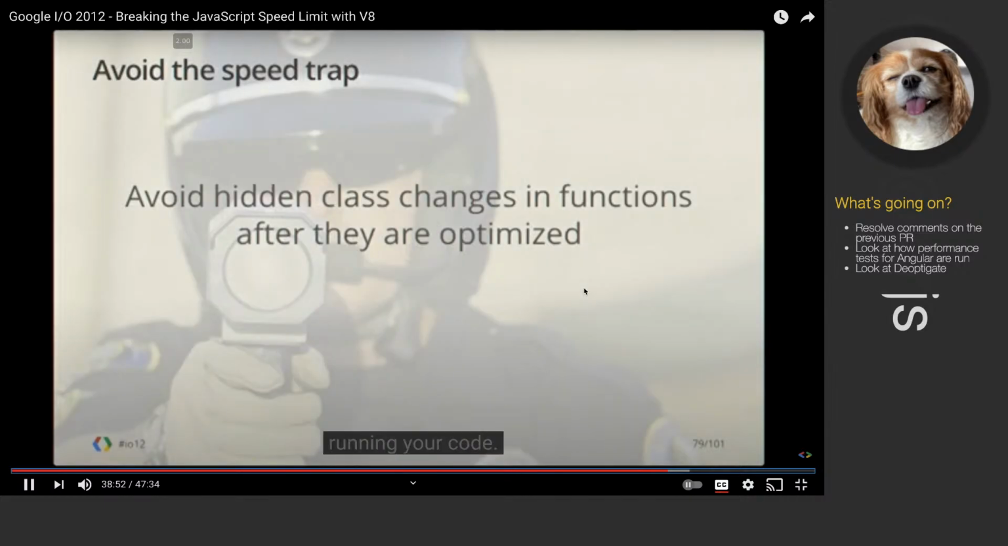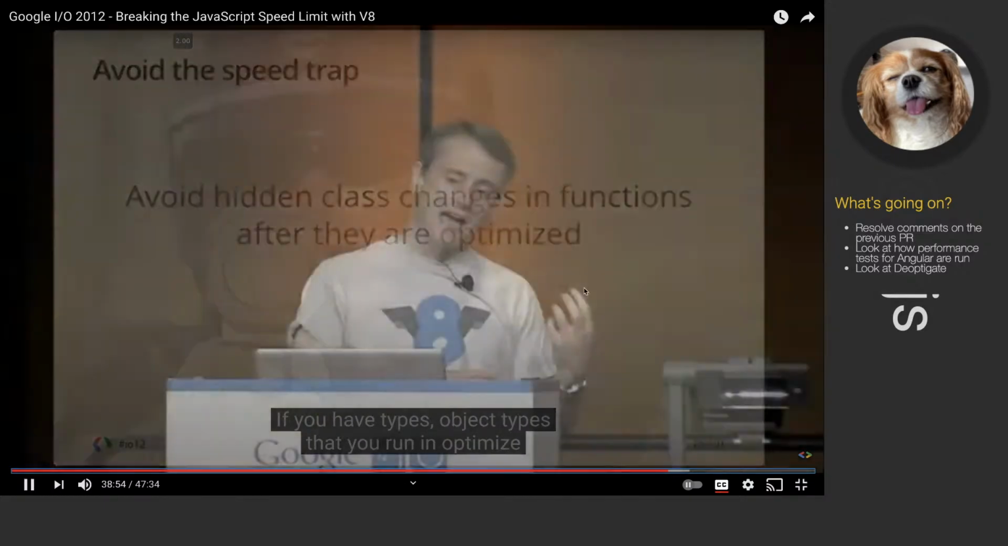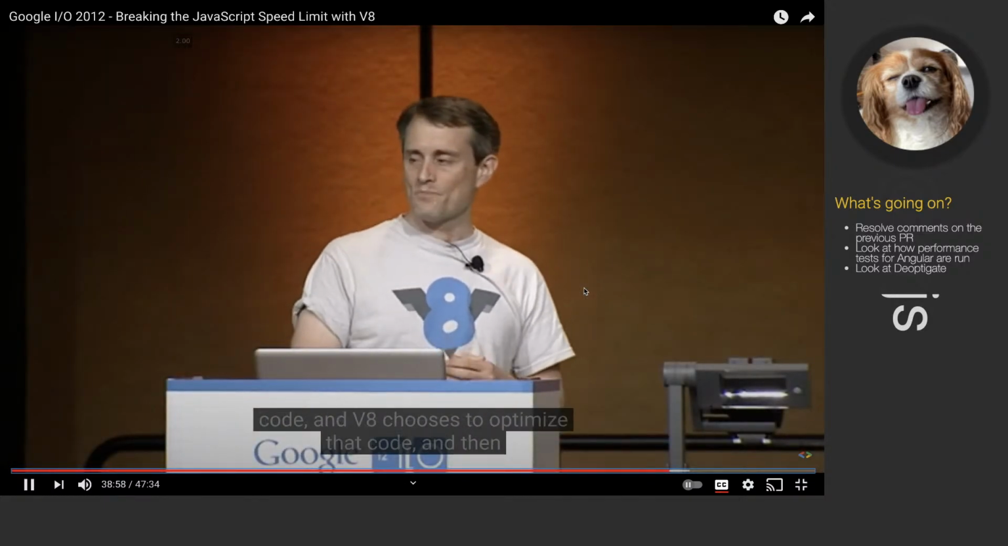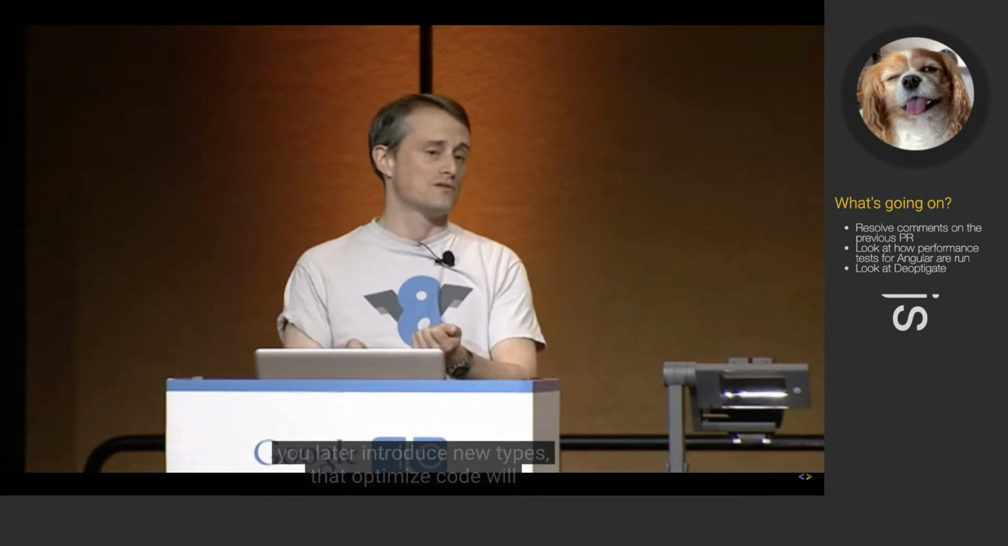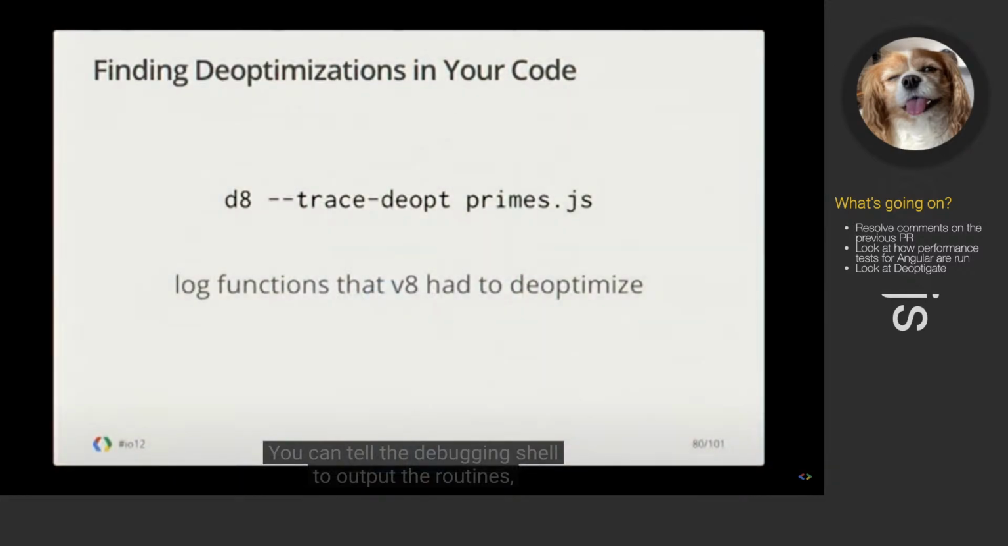Right? If you have object types that you run in optimized code, and V8 uses them to optimize that code, and then you later introduce new types, that optimized code will de-optimize. And if you do that too often, it has a cost. You can tell the debugging shell to output the functions that it de-optimizes by passing the trace de-opt option to the debug shell, and it'll output which ones it de-optimized on and why.